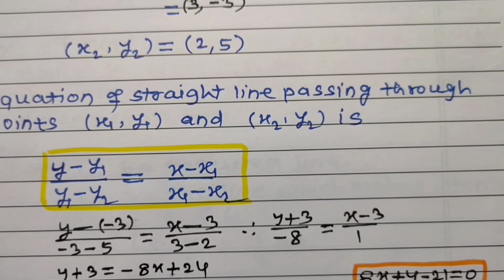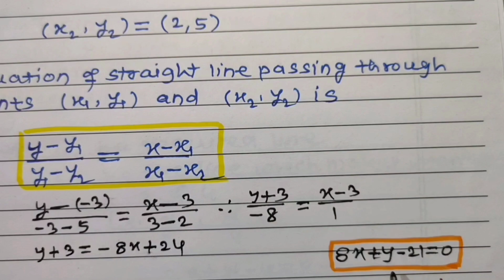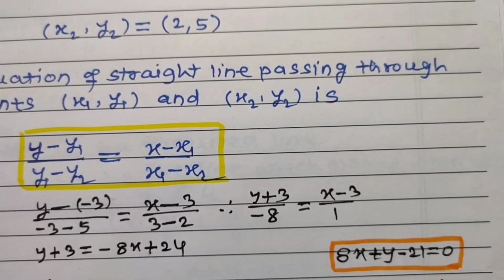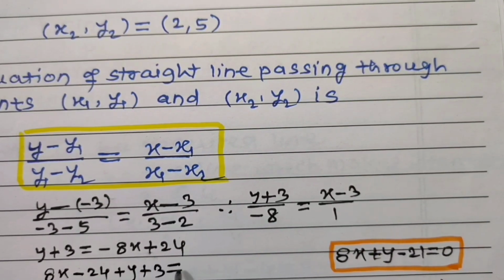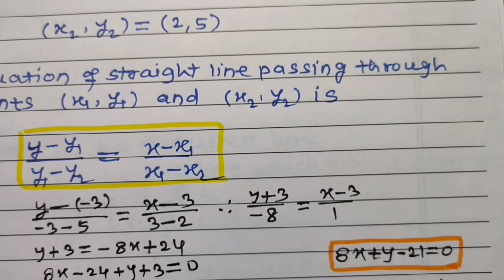Taking all terms on one side, minus 8x is taken on the left hand side, that becomes 8x. 24 is also taken on the left hand side, that becomes minus 24. After simplification, that gives the equation of the required line, which is 8x plus y minus 21 is equal to 0. Okay. So here you can write 8x minus 24 plus y plus 3 is equal to 0, and this is nothing but this one. So this is the solution of the given sum.